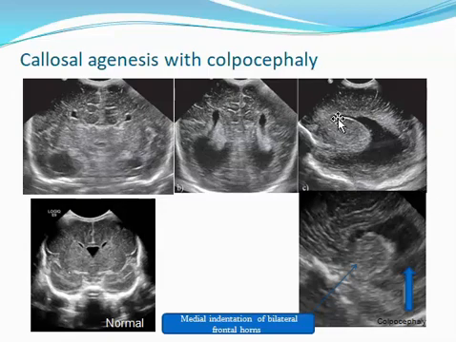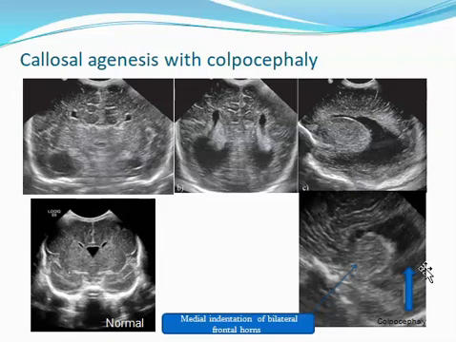Now, if you see it on the sagittal view, you can see very nicely that the posterior horn at the level of the trigone is very much dilated. Another very classic finding of the corpus callosum agenesis is the indentation of the bilateral frontal horns over here. So you see there is indentation. This is the medial indentation of the bilateral frontal horns. It will be seen on both sides. So this is the part which is indenting inside the ventricle.